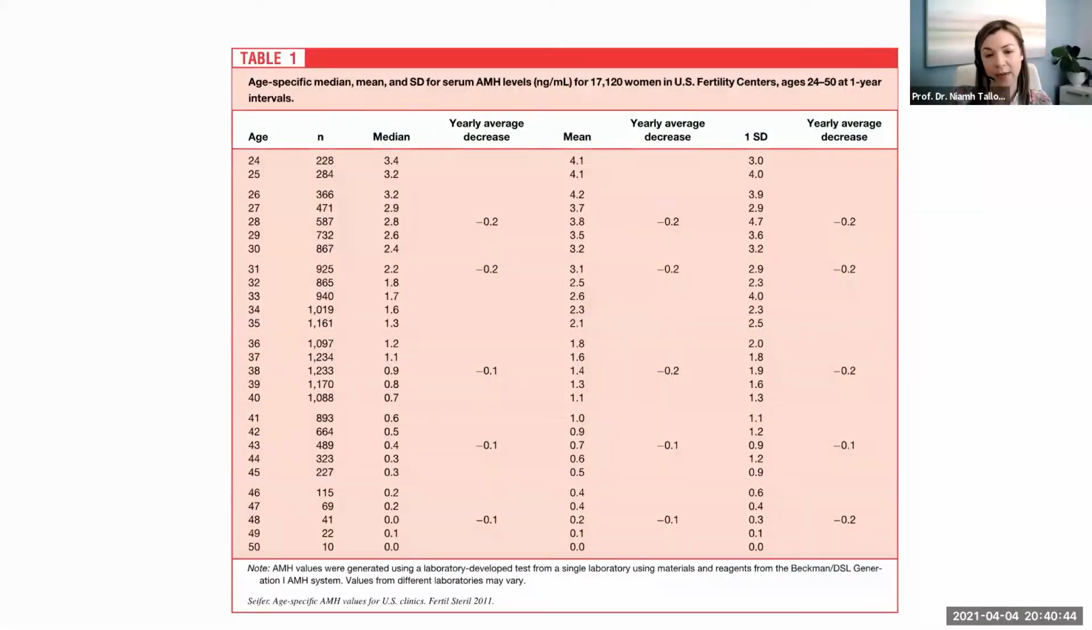AMH is an amazing test in that it is much more accurate than an AFC and FSH for dictating egg reserve. It has a greater area under the curve when you're looking at its ability to dictate outcome. But again, outcome is quantitative outcome from a cycle of treatment. We're talking about the number of eggs growing or retrieved. We're not talking about live birth.